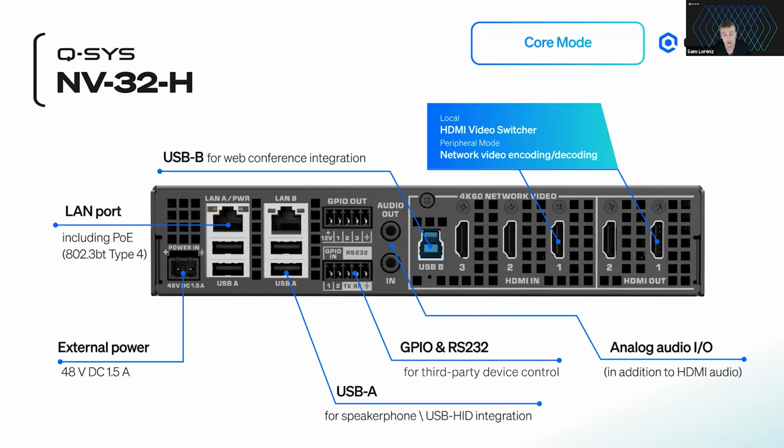802.3bt Type 4, which is PoE++ 90 watts. So if you're not able to have a switch that supplies enough power of the 90 watts at PoE++, you are able to locally power that NV32 through an external power supply.